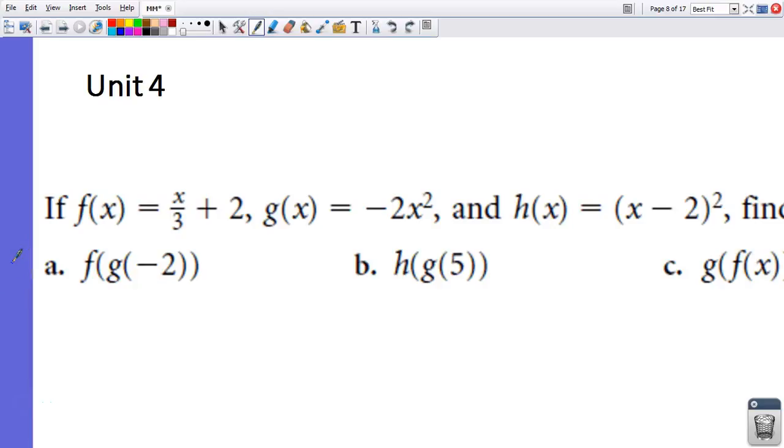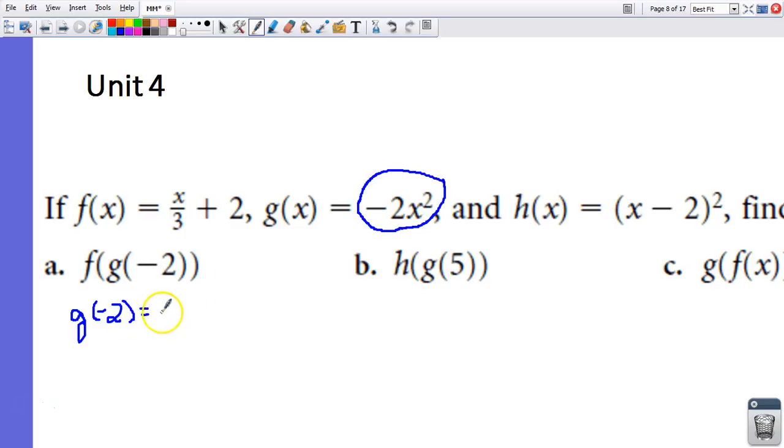All right, let's do Unit 4 here. We have composition of functions. We work our way, it's like a puzzle, we work our way from the inside out. So for A, we need g of -2. So let's do that. G of -2 is equal to, and then our g of x, all we have to do is replace each x with -2.